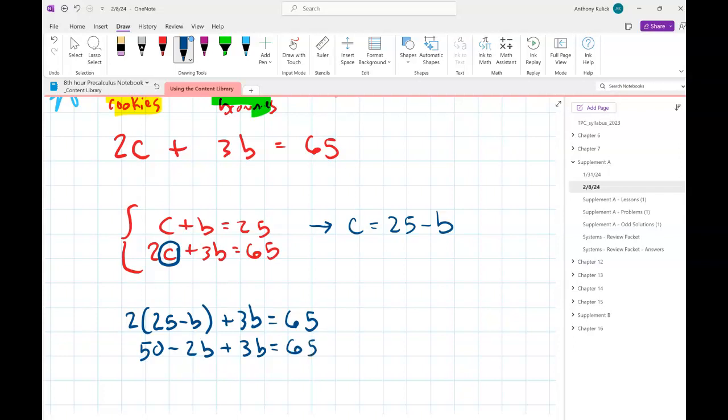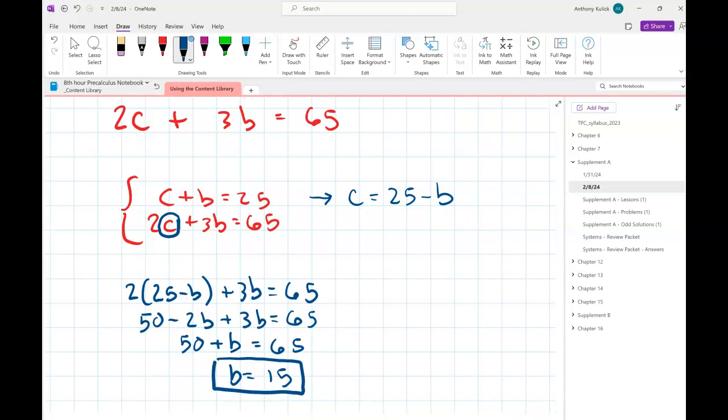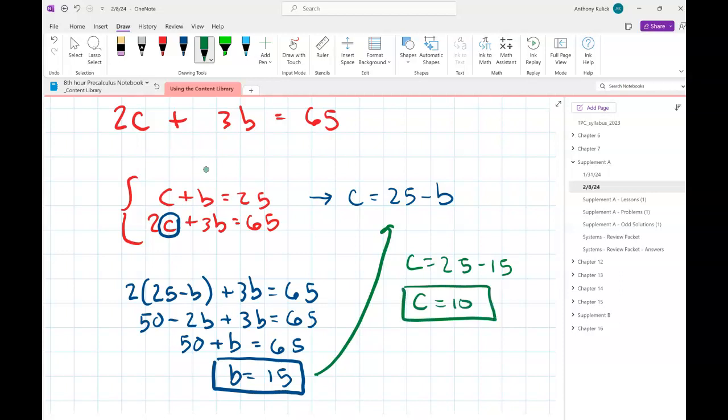And when I combine like terms, I get negative 2b plus 3b is 1b. And I subtract 50 from both sides, you get b equals 15. How do I get my answer for C? Yeah, I'll just plug that in up there. I get 10. You feel okay doing that? It's not so bad, right?